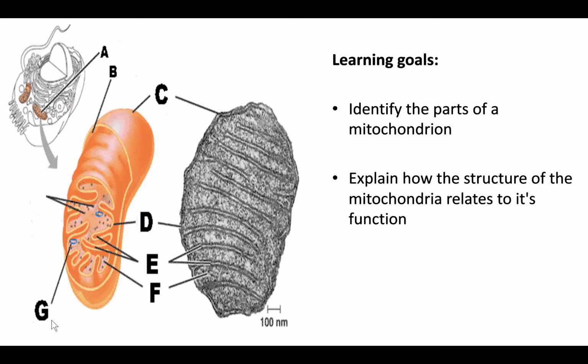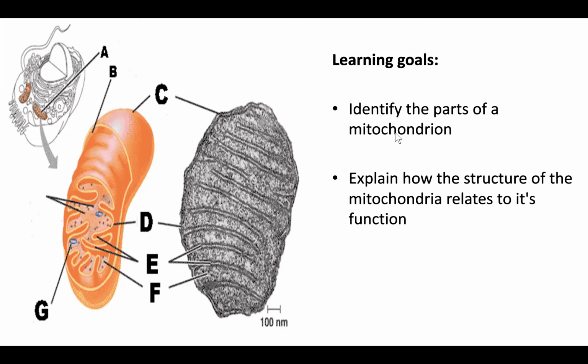Then G is showing you a little bit of DNA, because mitochondria have their own DNA separate from the DNA in your nucleus. And this one, whose label got cut off, this is pointing to some ribosomes, because your mitochondria also makes its own proteins. So mitochondrial DNA, mitochondrial proteins are separate from the rest of the cell.